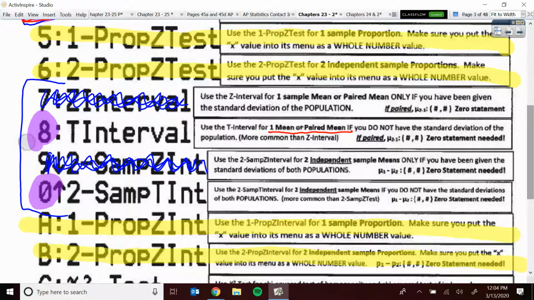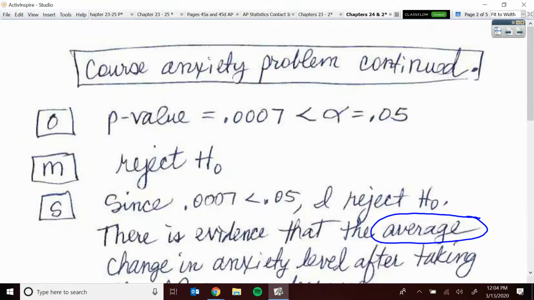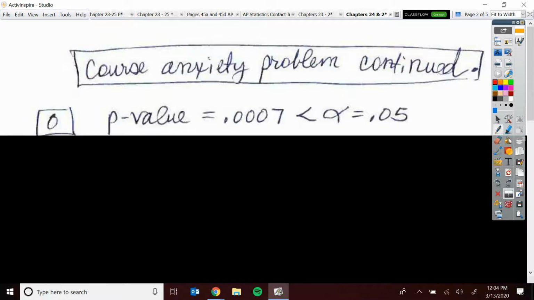If it says proportion, that's proportion. Otherwise, it's your means. No Z means. T, not Z. All right. So there was our test statistic. So we then obtain that p-value.